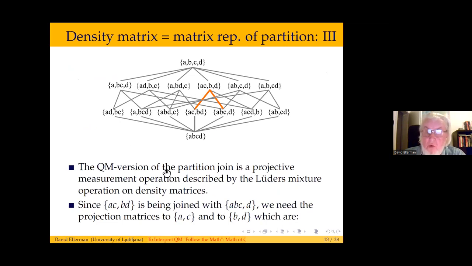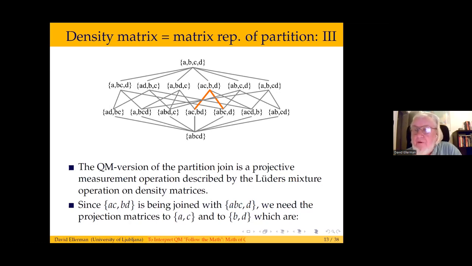So what is the quantum mechanical version, in the full math of quantum mechanics, of this partition join operation? It is projective measurement as described by the Lüders mixture operation. So you're representing states, and we'll see later you represent observables also by partitions. When you bring those two partitions together to measure the state by the observable, those two partitions are combined by the join operation, and the full version of that in quantum mechanics is what's called the Lüders mixture operation. That goes back to a paper by Gerhard Lüders in 1951, where he really characterized projective measurement in these terms.